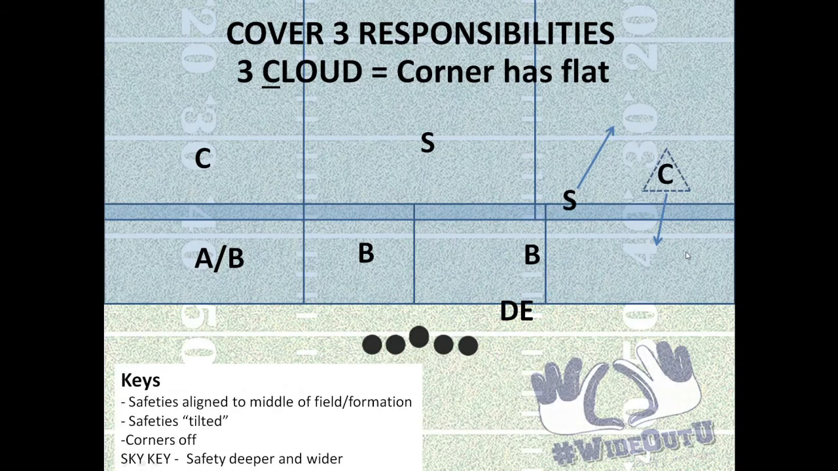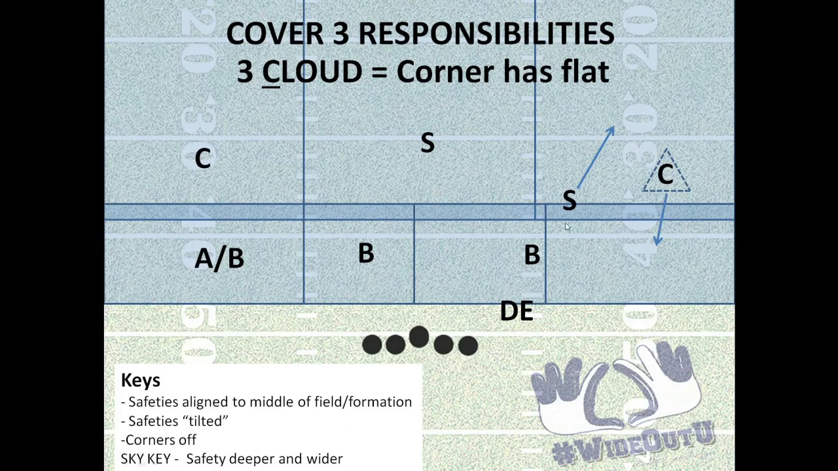The third one is cloud. The corner is going to cover the flat. So a corner will press up. Usually he'll start off lined up tight and stay there. Play it like cover 2, kind of funnel you inside, but have a press on you here. He's going to take the flat area, and then that safety is going to roll to that deep third. So he'll have corner, safety, safety with another corner underneath. This is really good on the short side of the field. I have seen people run it to the wide side of the field, but for the most part, it's to the short side of the field.